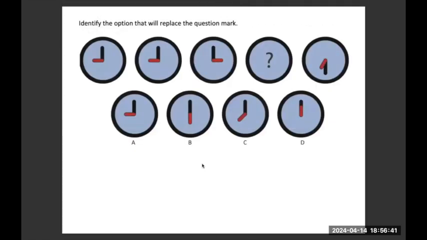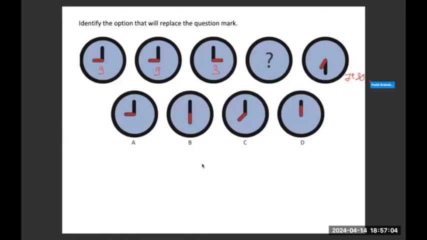So here you are given certain clocks. You have to guess which clock will replace the question mark. Now, if you observe, it is 9 o'clock, AM, PM, whatever. This is also 9. This is 3. This is 7:30.